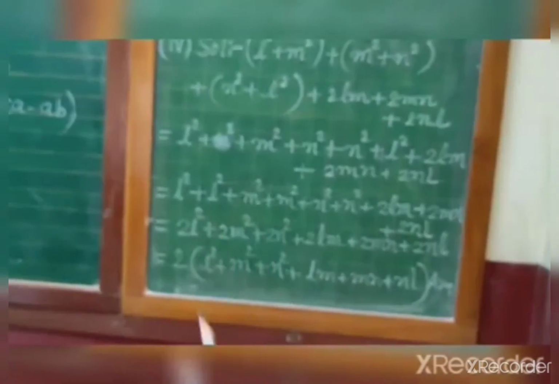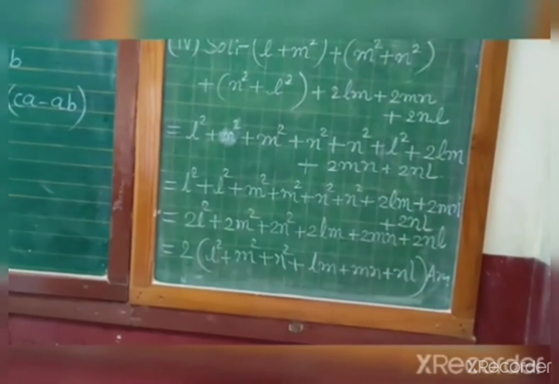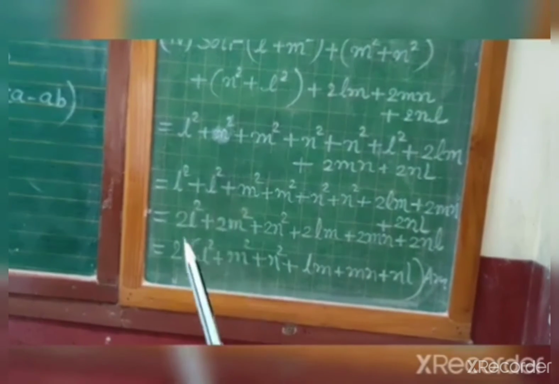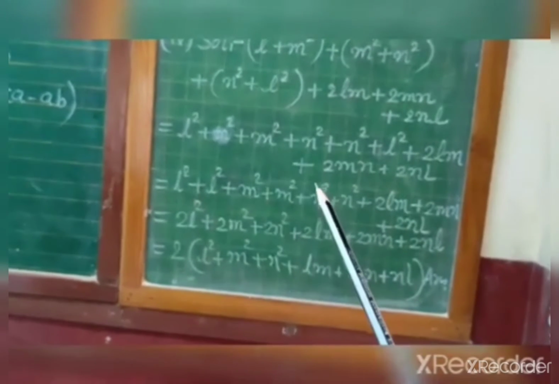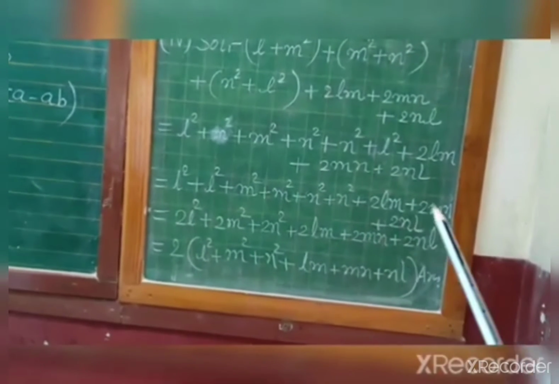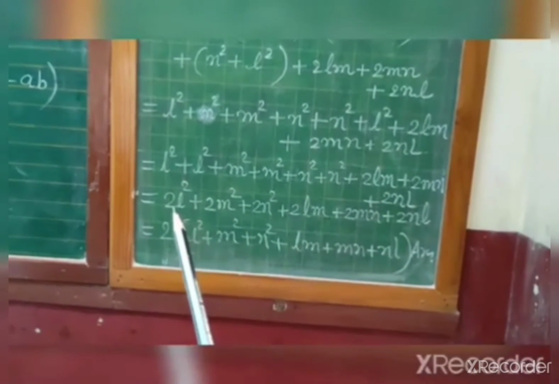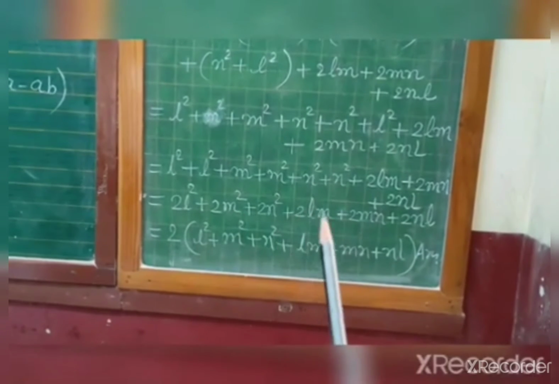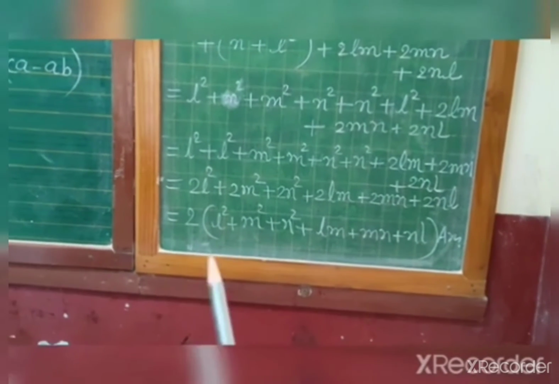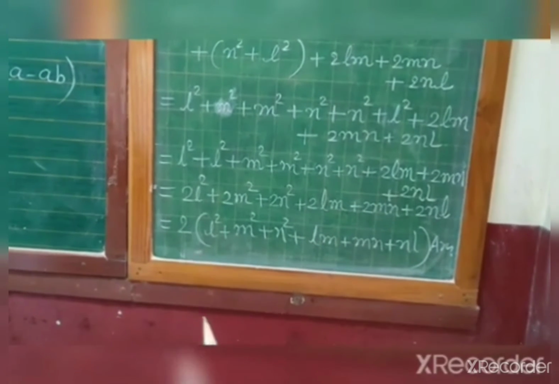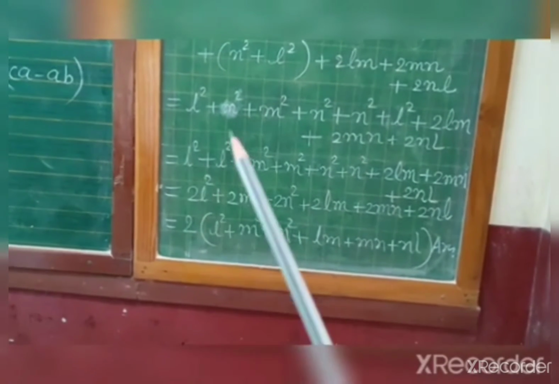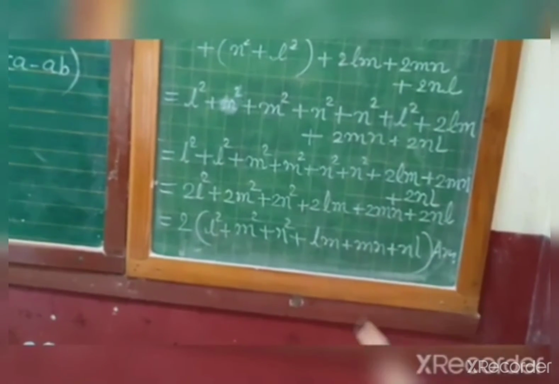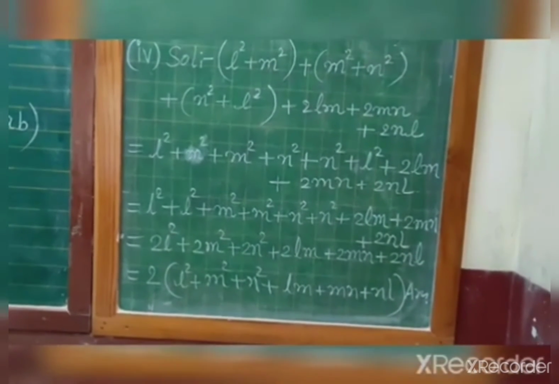Now L square plus L square: the coefficient is not written, so we assume 1. So 1 plus 1 is 2. So 2L square plus 2M square plus 2N square plus 2LM plus 2MN plus 2NL. Now in every term you can see 2 is common, so we will take 2 outside the bracket. In the bracket the remaining value will be L square plus M square plus N square plus LM plus MN plus NL, and that is the answer.